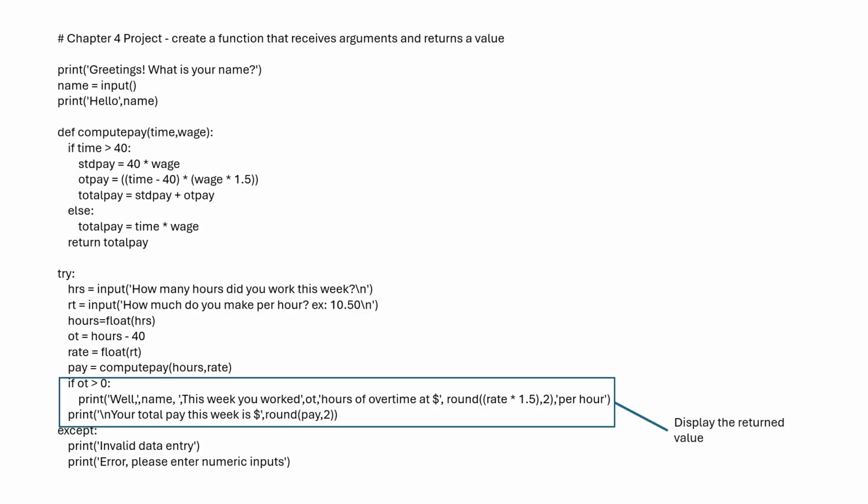Then we display to the user the total pay for the week. The first thing we do is use an if statement to check if there were any overtime hours involved. If there were overtime hours, we print a statement indicating how many hours were overtime and what the hourly rate was for those hours along with the total pay. Otherwise, we just print the total pay.